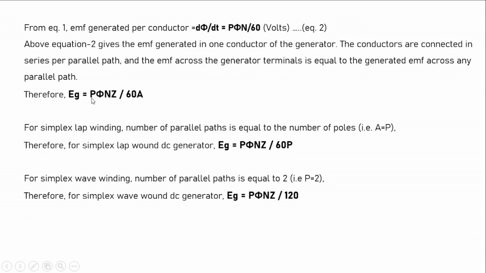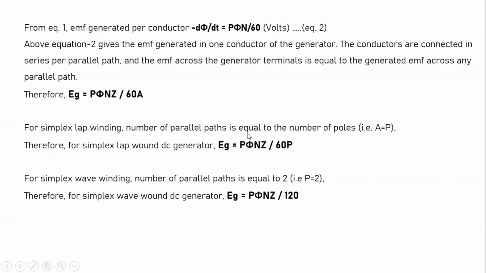So for that reason, EMF = PφNZ/60A. You have to divide by A, the total number of parallel paths. So NZ conductors are present across the parallel paths. How many parallel paths are provided? In that many parallel paths, this Z number of conductors are present. So this average EMF induced, or total EMF induced, can be calculated as φZNP/60A.